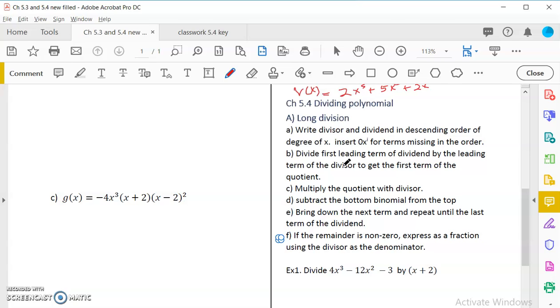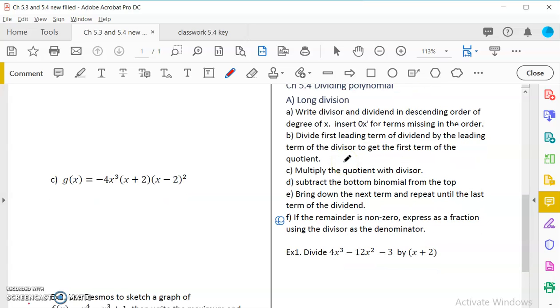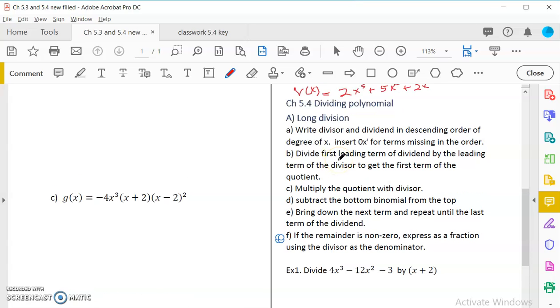Because some polynomials are factorable, but they cannot be factored by the usual diamond method or grouping. So division is useful for factoring polynomials so that you can graph them. So what is the process of doing long division?